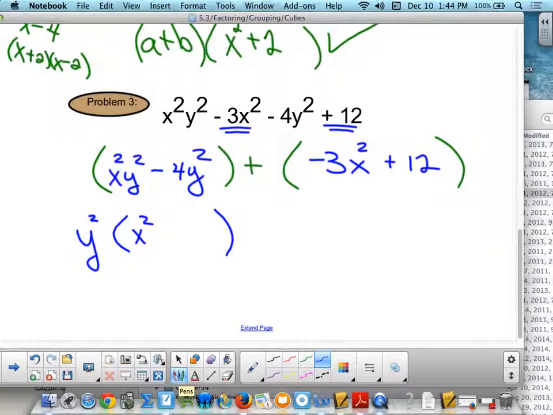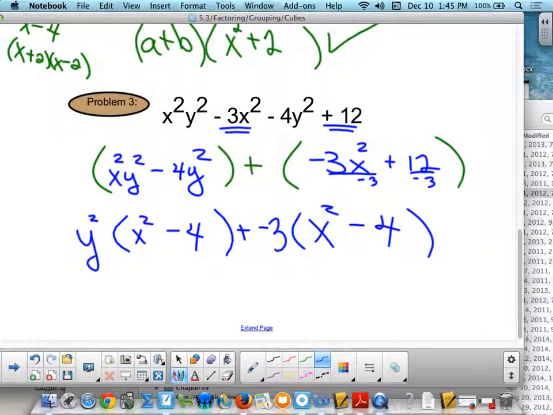X squared minus what? 4. Okay. Plus what? 3 comes out, but I said if it's negative in front, take out a negative. Now, when you divide by -3, be careful. It's what? X squared minus 4. Okay.